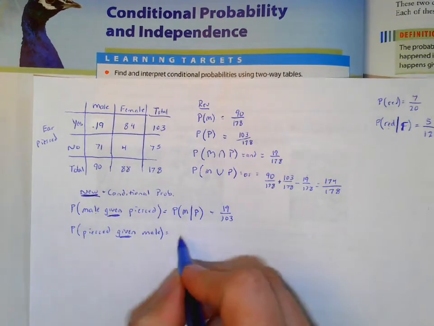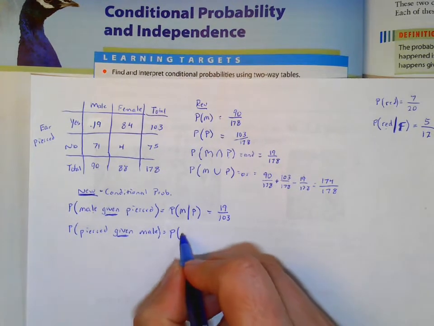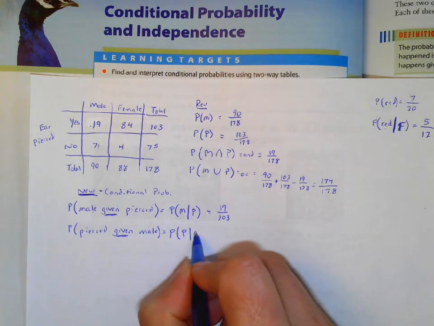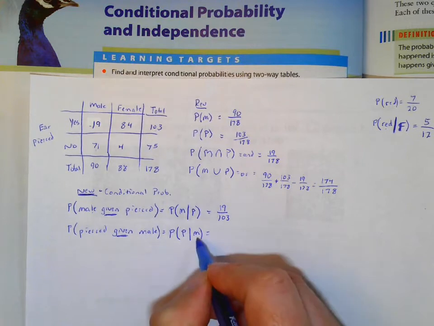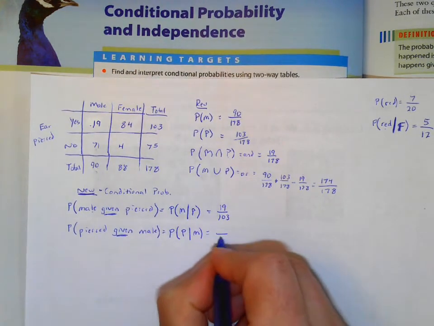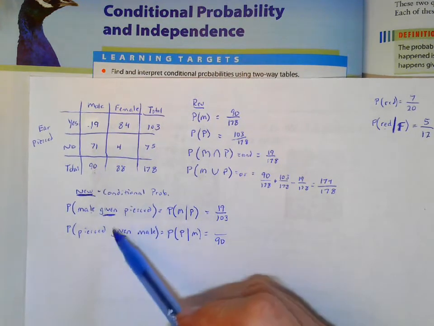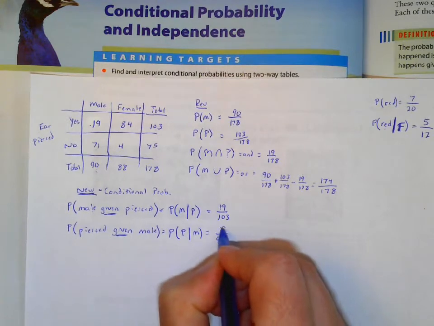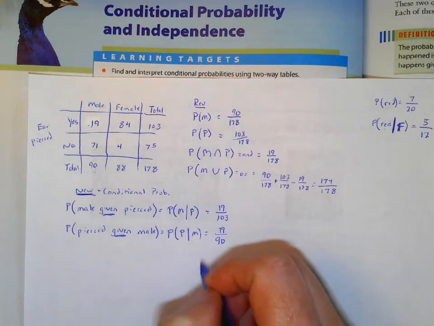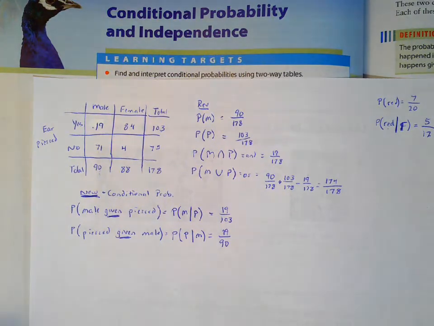Pause this one and try and do it yourself. We want pierced given that they are male. Given that they're male, we're only looking at the males. There are 90 males in this category, and how many of them were pierced? We had 19 out of 90. So that's the whole idea of given, that's conditional probability.